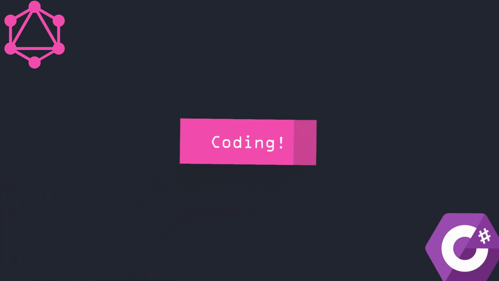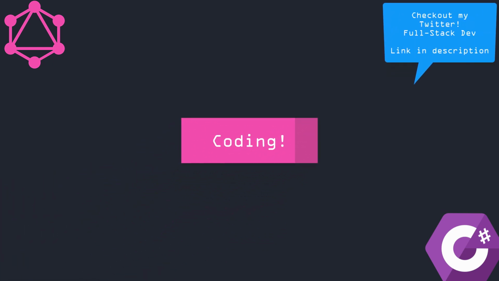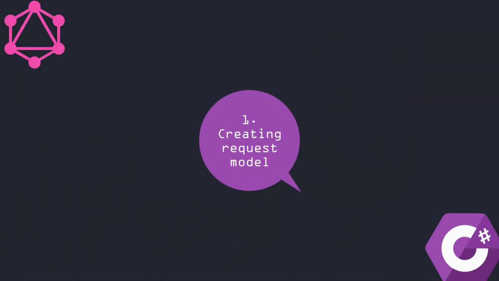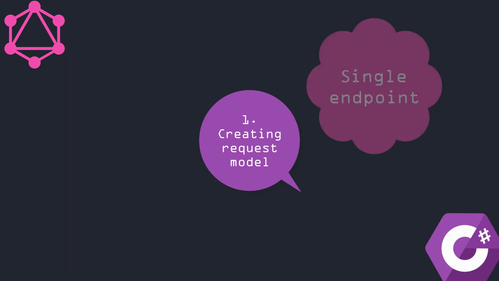In this video, we're gonna focus more on coding. We'll create our first GraphQL API endpoint. Let's get started by creating a request model in order to use it later in the request. What is great is that GraphQL doesn't need many different request models because we've got only one endpoint.